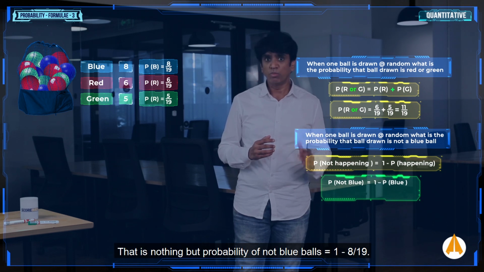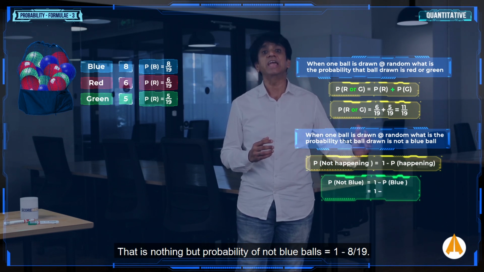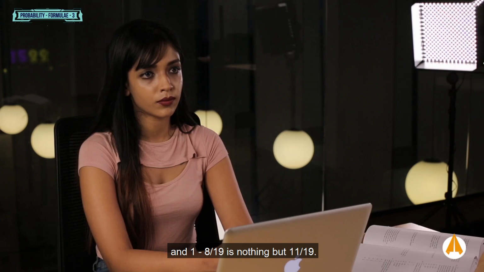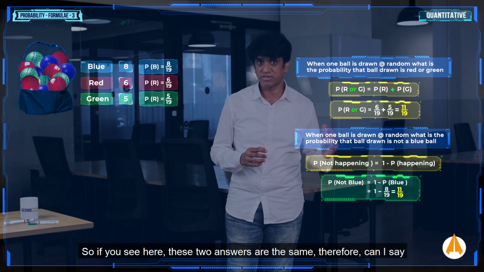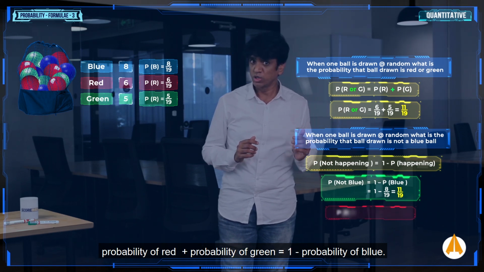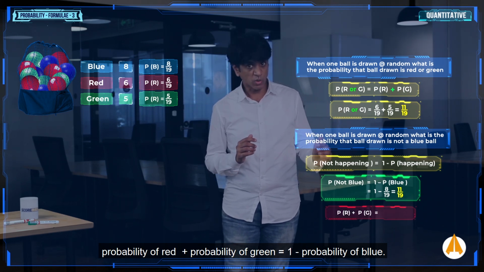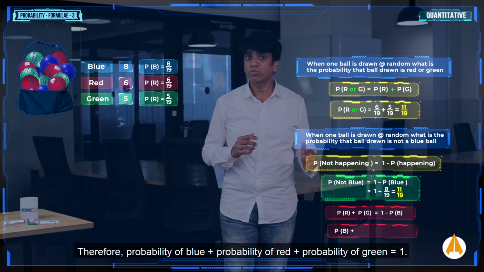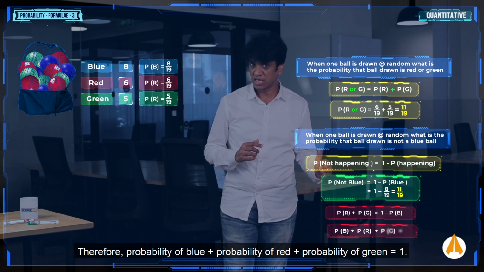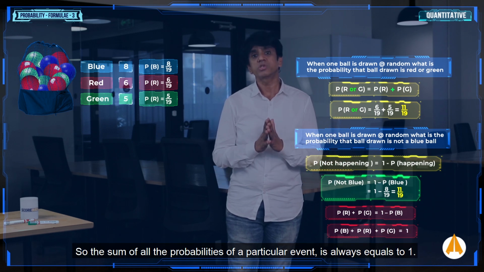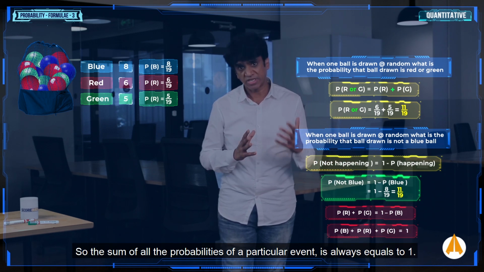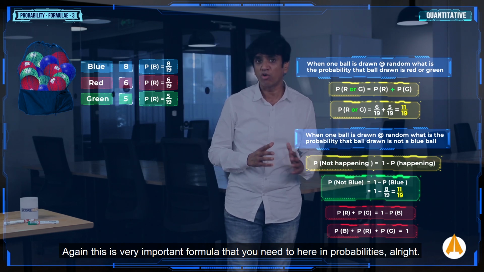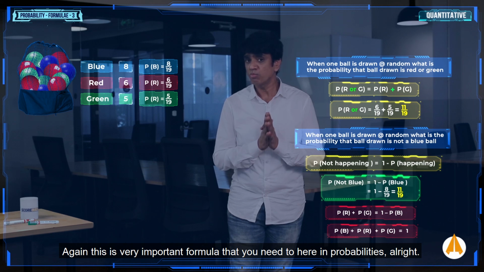That is nothing but the probability of no blue ball is equal to 1 minus 8 upon 19, and 1 minus 8 upon 19 is nothing but 11 upon 19, right? So if you see here, these two answers are the same. Therefore, can I say the probability of red plus the probability of green is equal to 1 minus the probability of blue? Therefore, the probability of blue plus the probability of red plus the probability of green is equal to 1, right? So the sum of all the probabilities of a particular event is always equal to 1. Again, this is a very important formula that you need to remember here on probabilities.